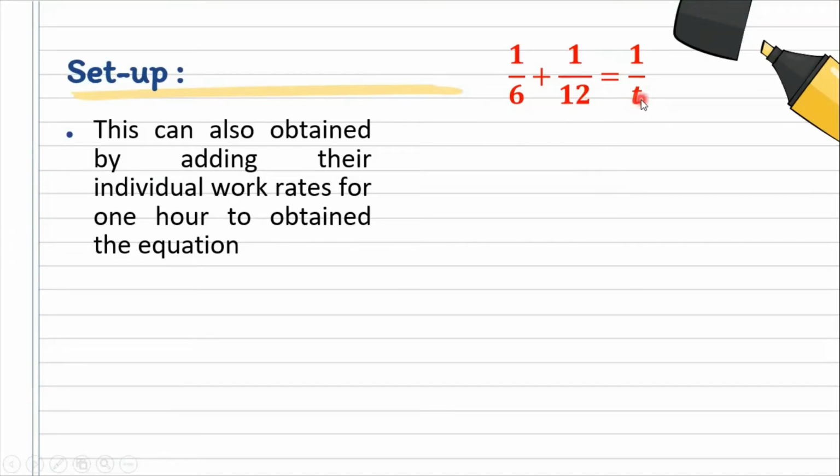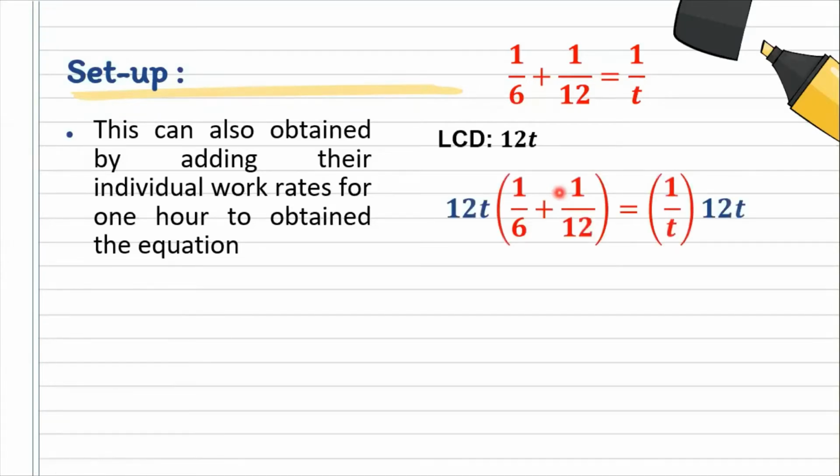To solve this rational equation, we need to find its LCD first. Our denominators are 6, 12, and t, so our LCD is 12t. Next, we need to multiply both sides of the equation by the LCD to clear the denominators. In this case, we need to apply the distributive property, especially on the left-hand side of the equation, since there is an addition operation.